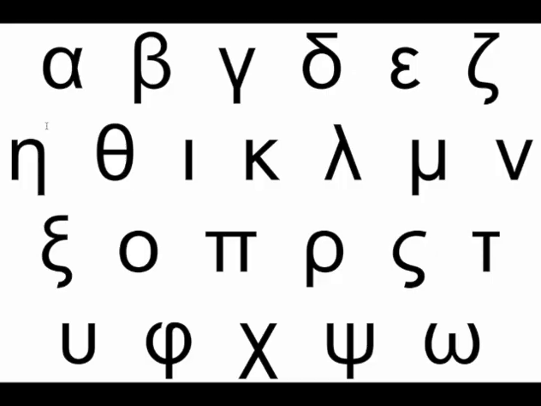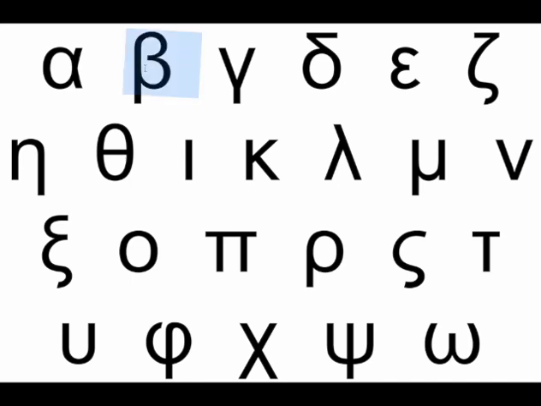Okay, so what we have here is the Greek alphabet, lowercase letters. I'm just going to go through it, working with the reconstructed Koine pronunciation. Starting, we have alpha, pronounced a, very similar to the English a.